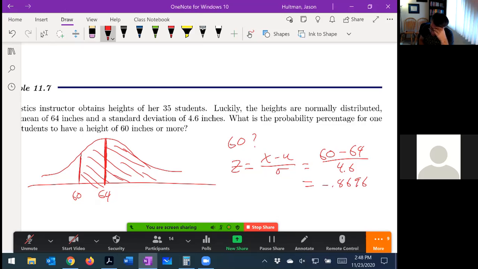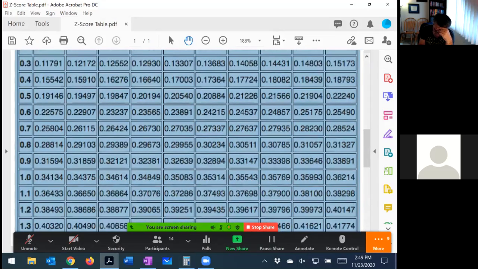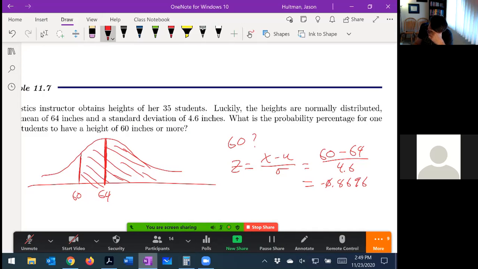Okay, so now I've got to look at my z-score table and get 0.8696. Okay, that's going to be negative 0, in the 0 row. So let's go up to the 0.8, and then 7, I guess, right? Because 696 is just going to be 7. So I'm going to round this to 0.87.